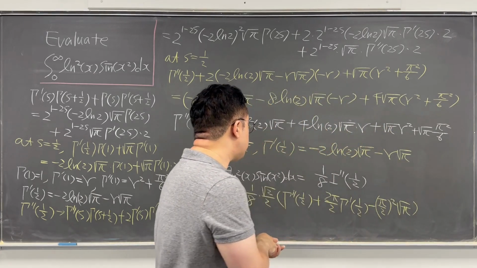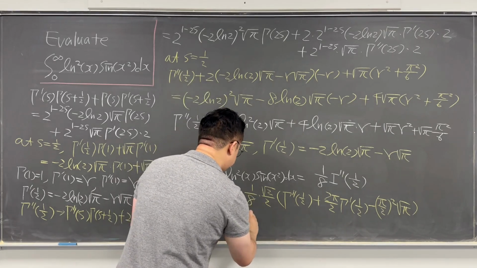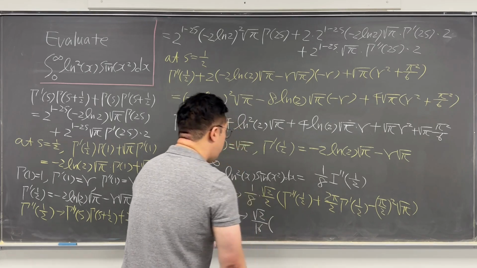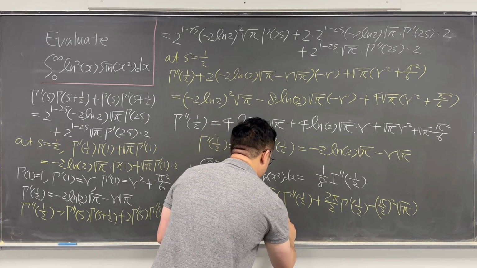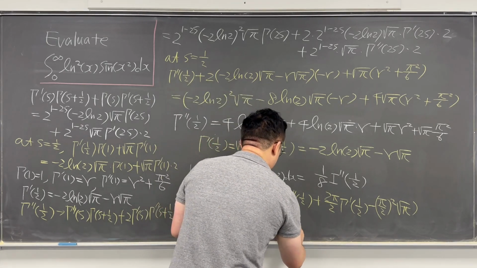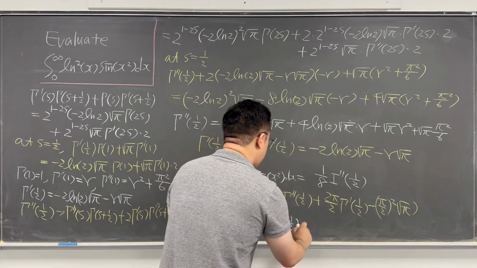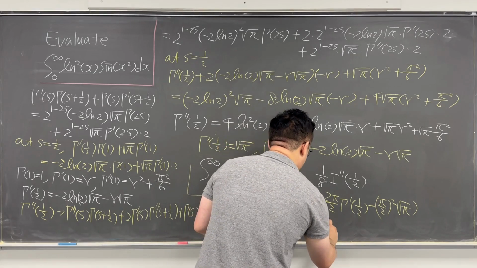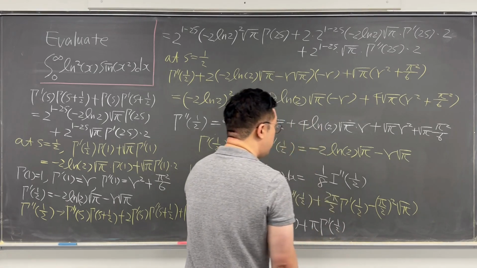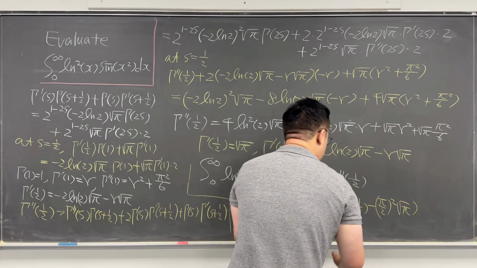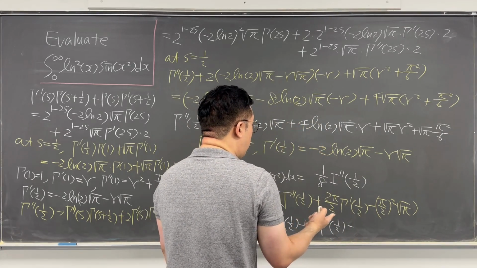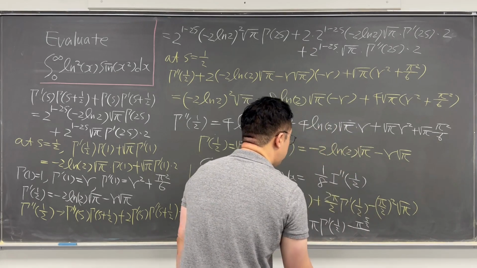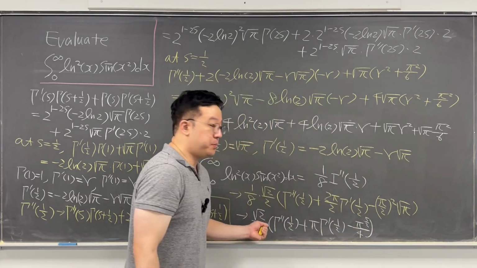Close your parenthesis. So if you multiply these two, then we should have square root of 2 over 16 times the parenthesis: gamma double prime of 1 over 2, now plus just pi times gamma prime of 1 over 2, and then minus pi to the power of 5 over 2, all over 4. This would be the answer for the question.